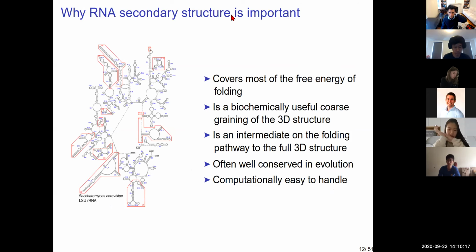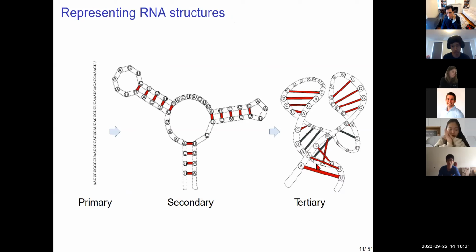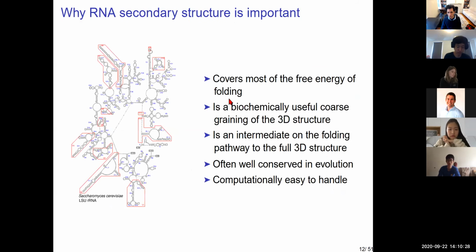So RNA secondary structure covers most of the free energy of the folding. All of these base pairs capture most of the free energy, and then there's just a little bit of additional free energy that you can capture based on tertiary structure.